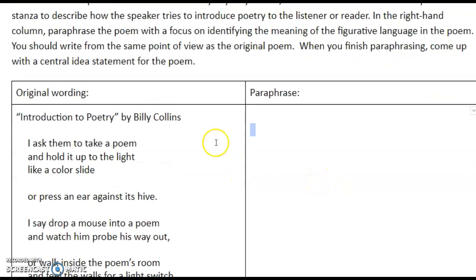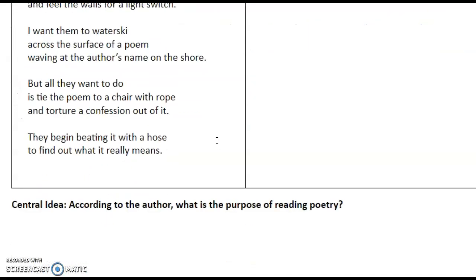There are 7 stanzas in Introduction to Poetry, and each of them has either a simile or a metaphor. So you want to try to identify what is the meaning of each simile and metaphor. And then at the bottom, after you've paraphrased each simile or metaphor, you're going to answer the question, what is the purpose of reading poetry according to the author?